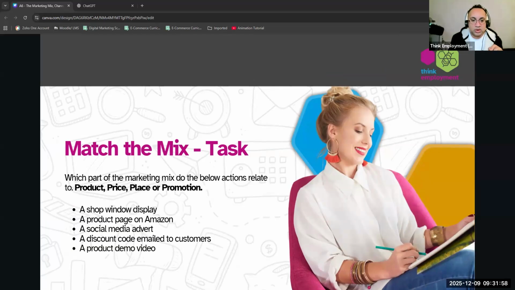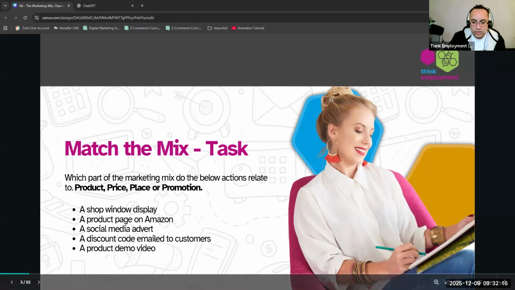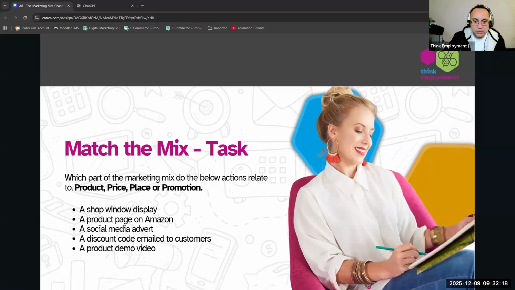Okay, so a shop window display, which one does it belong to out of the four above? And the next one, and the next one. So go through the list and see if you can match it with whether it's product, price, place, or promotion. And I want you to use the chat of Zoom to put your answer. So if the top one you think is promotion, then you put promotion dash a shop window display or something like that.